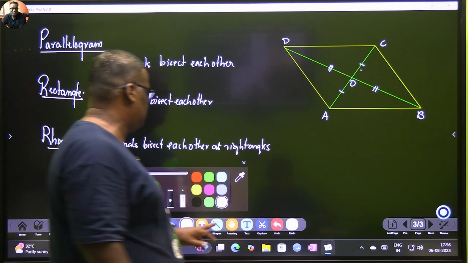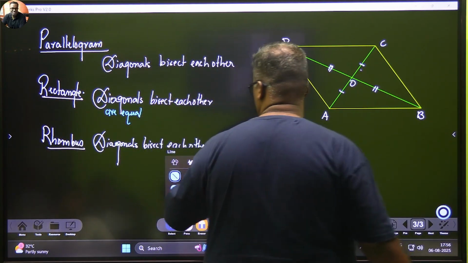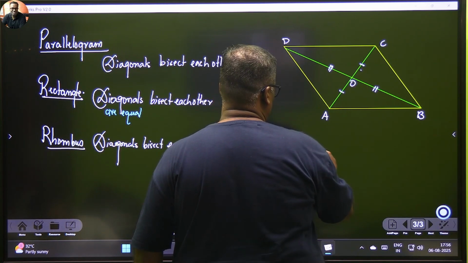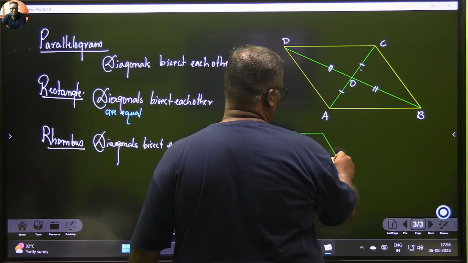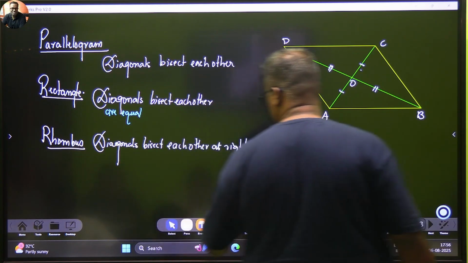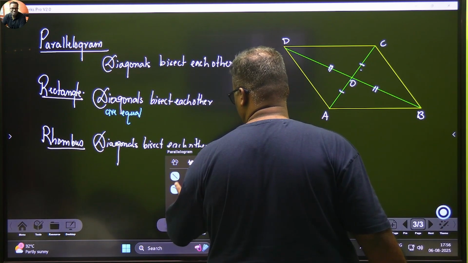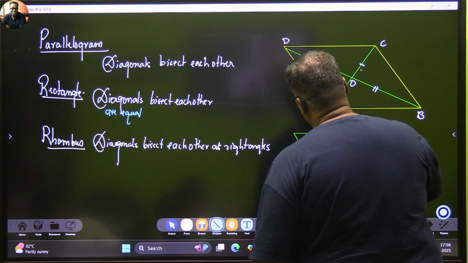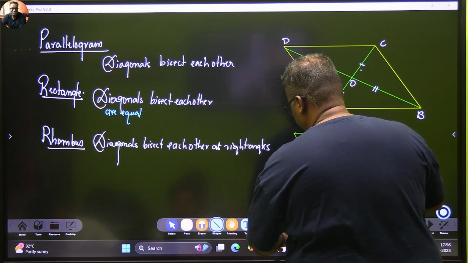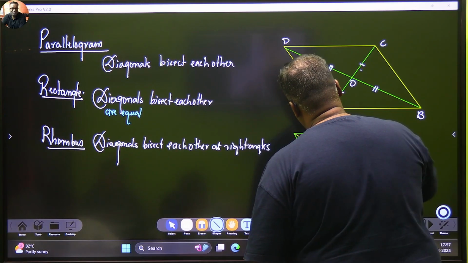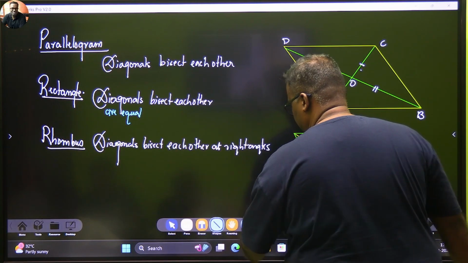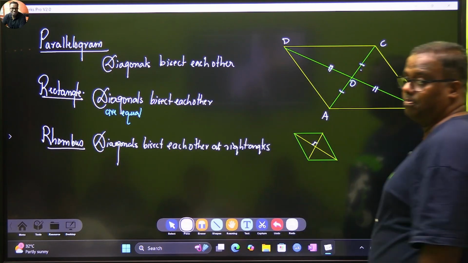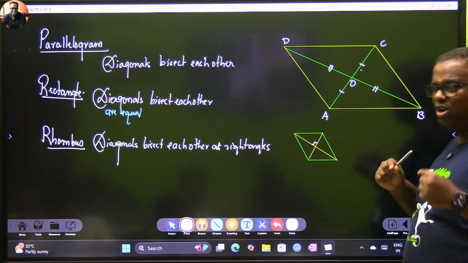So let's see this, what I'm trying to say here. Let me take a rhombus. Suppose this is a rhombus, and in this rhombus I create two diagonals. As I said, diagonals in a rhombus are a major diagonal and a minor diagonal. Here also they will bisect, but the beautiful part is that in a rhombus, they will always be at 90 degrees. So see the small differences.